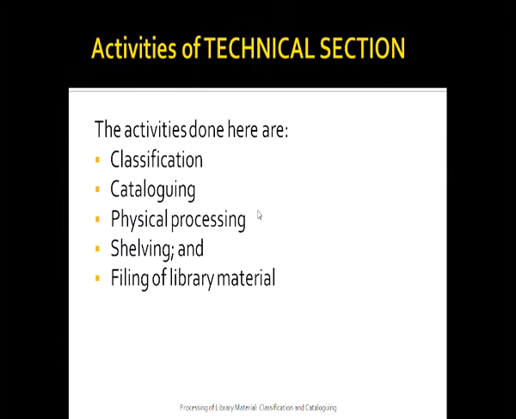The activities carried out by the technical section are the next aspect to be taken into consideration. So, learners, the activities carried out by the technical processing section are: firstly, classification, secondly, cataloging, thirdly, physical processing of documents, fourthly, shelving and lastly, filing of library material. In this particular lesson, we will chiefly discuss what classification is all about and what cataloging is all about.